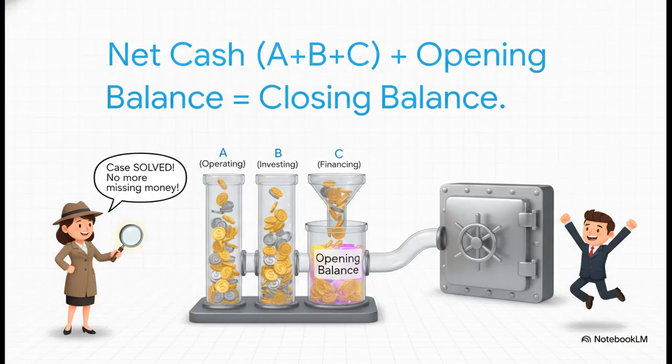And here is the absolute magic formula where everything just perfectly balances out. When you add up the net cash flows from operating, investing, and financing activities, A plus B plus C, and then add that to your opening cash balance at the start of the year, it should exactly equal your closing cash balance. Boom! It completely solves the primary mystery of where every single cent went.